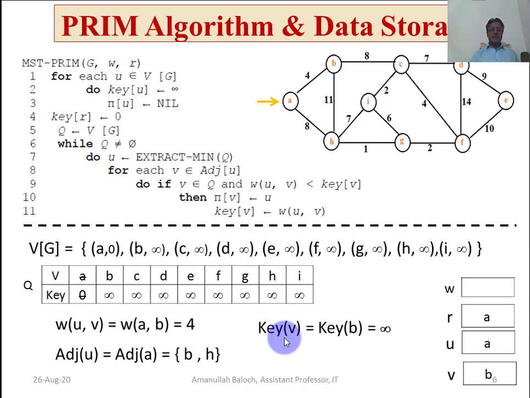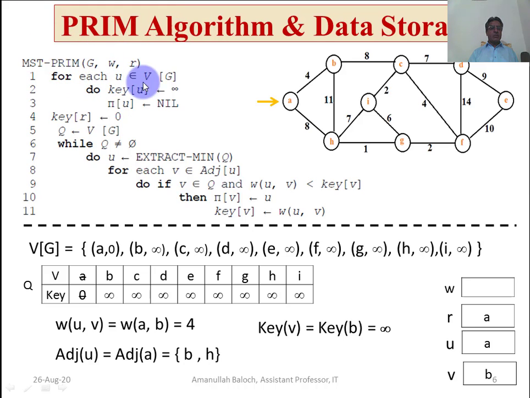What is Prim algorithm and what is the data storage? What is its data storage? MST-Prim. This is Prim algorithm. This algorithm gets a graph which is the combination of a set of vertices and a set of edges. Also, weights on the graph. These are the weights on the edges. This Prim algorithm gets the weights, and also a root node which is passed to this Prim algorithm.